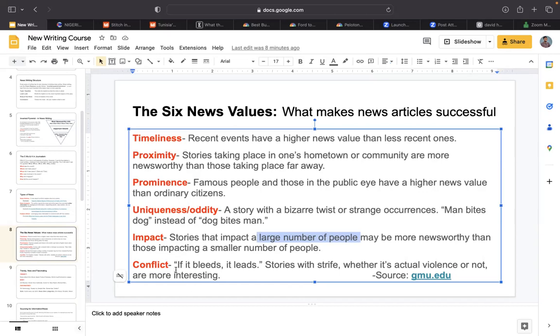And then we talk about conflicts. If it bleeds, it leads. Stories with strife, whether it is actual violence or not, are more interesting. Everybody likes sad news, I don't know. If people fight now, it may still trend on Twitter. So stories relating to conflict generally draw people's attention.